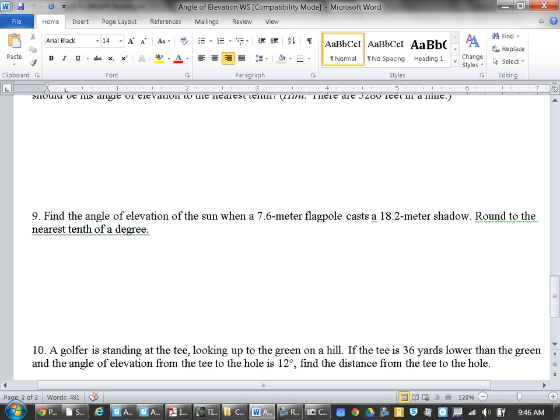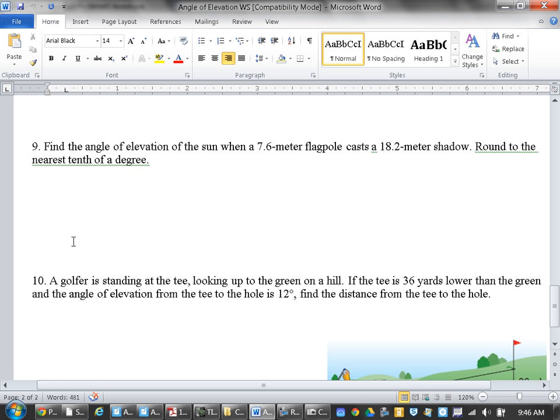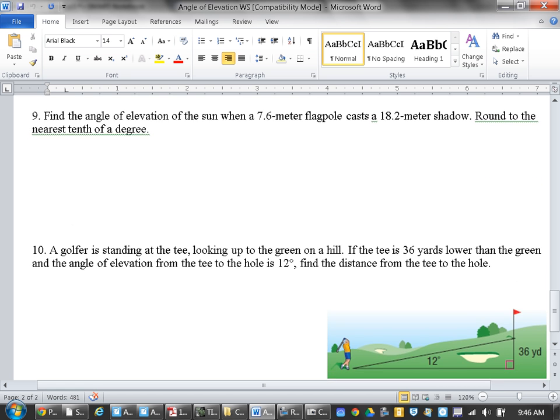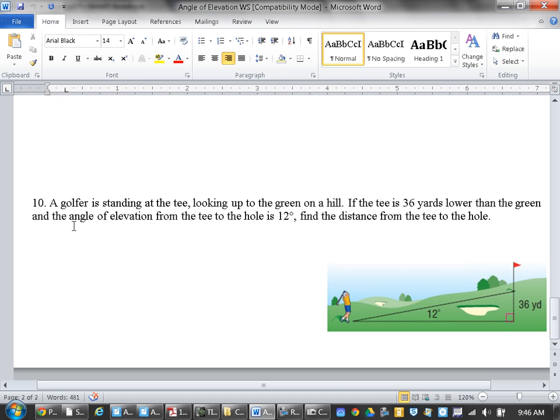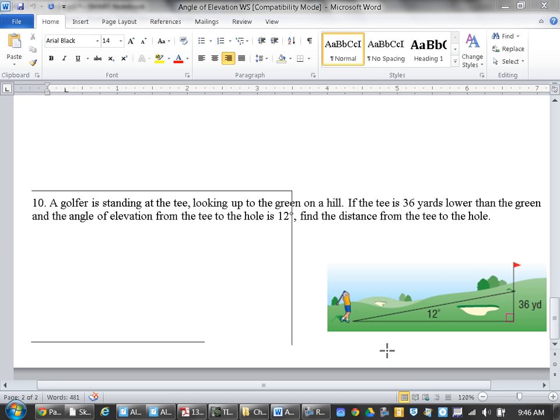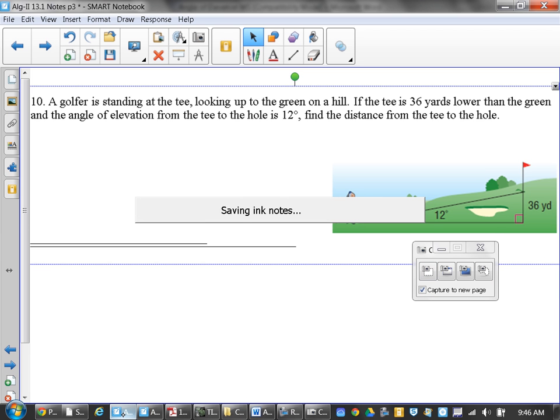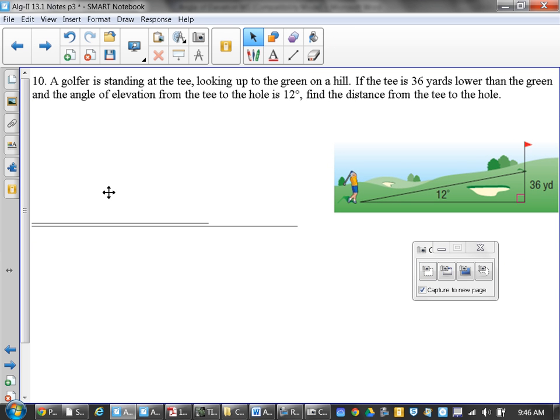It's fine. The elevation percent is 6.7. I'm trying to remember which one it was. Oh, look at the golf one. There's actually a picture that goes with it. This one has a picture, so you don't have to try to sketch one out.